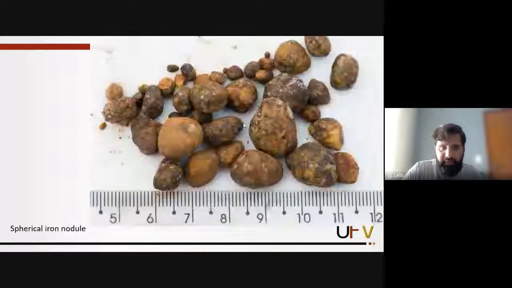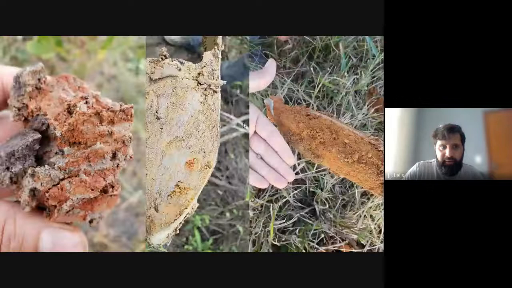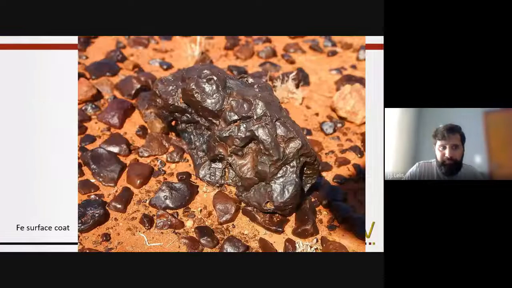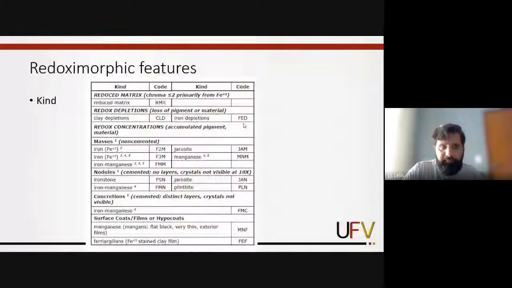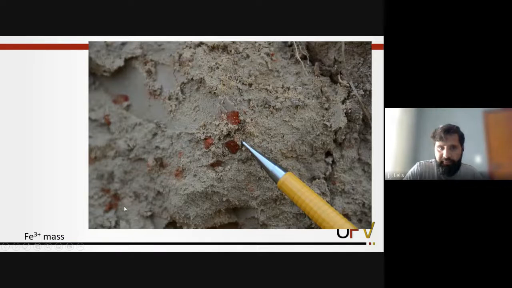Let's see. It's a concretion of iron and manganese. It's a nodule of iron manganese. It's a plinthite. It's a jarosite. It's an ironstone. Which one is this material?